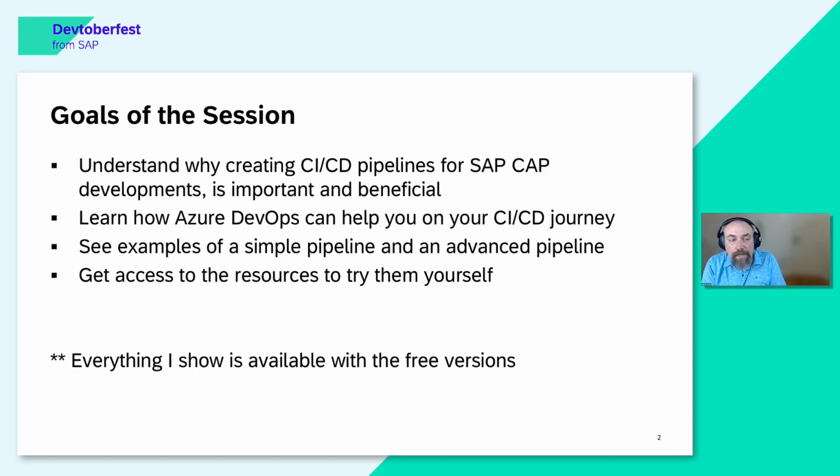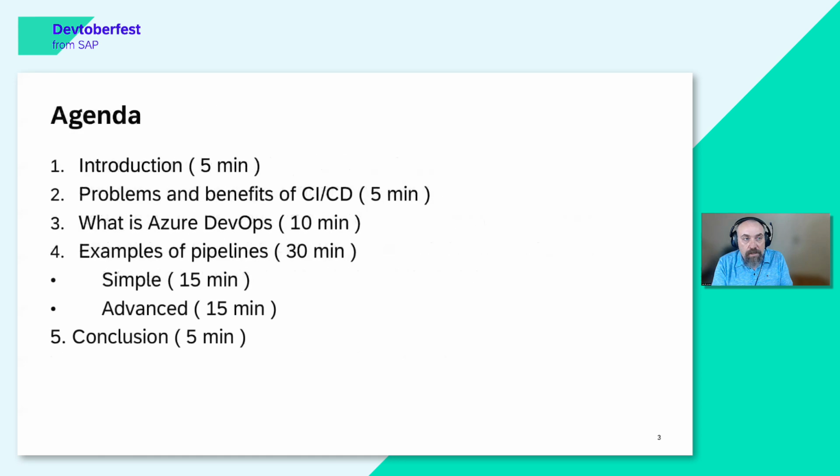One of the things is everything I show here is available in the free versions. So an agenda: introduction, followed by the benefits and the problems that CI/CD solve, onto what is Azure DevOps, and then the two examples, the simple example and the advanced example. The simple example, I'll really deep dive into it, and the advanced example, I'll give you enough information so that you can go away and try out what I share for yourself. And then hopefully wrapping up with a conclusion and a couple of minutes to spare for any questions, etc.